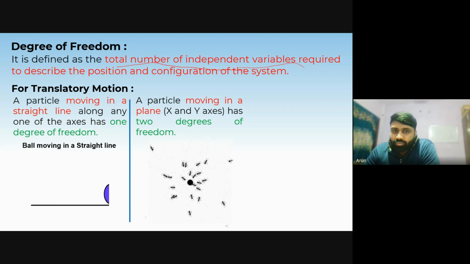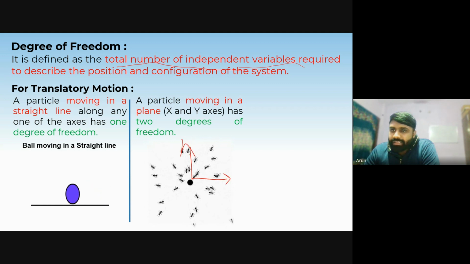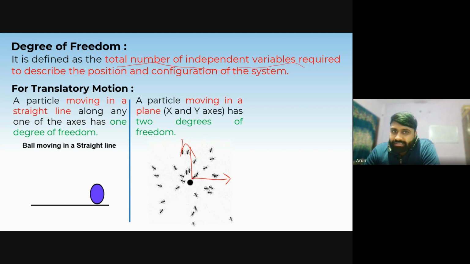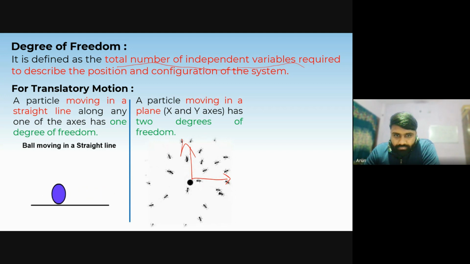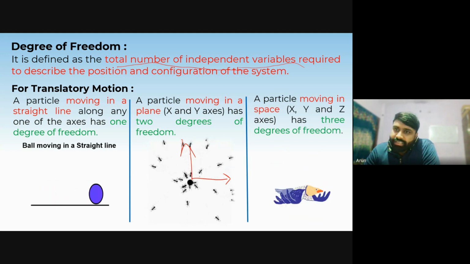you can see that these insects are moving up and down randomly in straight-line motion and all. So they are having a planar motion. So a particle moving in a plane, x and y axis, has 2 degrees of freedom. Okay. Now a particle moving in space, xyz, has 3 degrees of freedom.